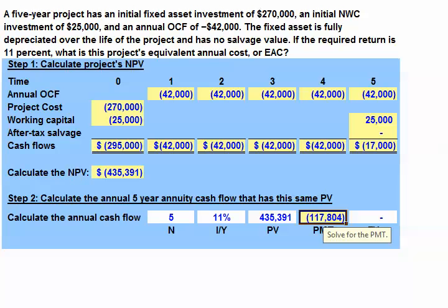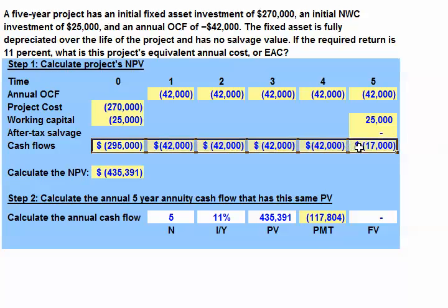$117,804. This would have a present value of negative $435,391, just as the 5-year cash flows generated by our project had a negative $435,391 net present value or present value. Thus, it is the equivalent annual cash flow. We would be indifferent between paying the cash flows outlined in step 1 or simply making an annual payment of $117,804.